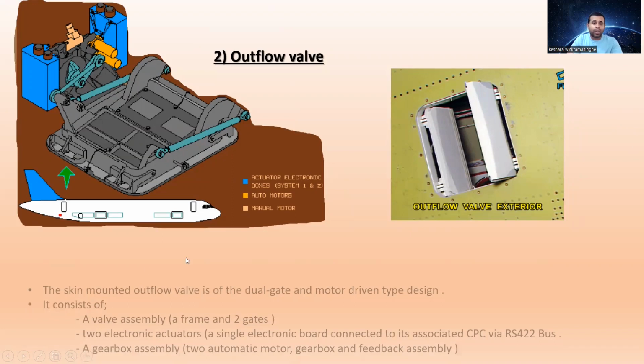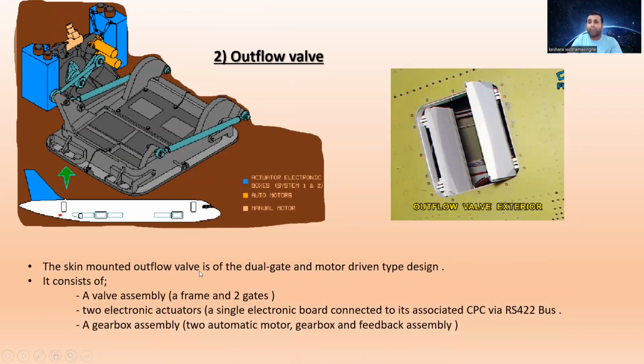The skin-mounted outflow valve is of the dual gate and motor-driven type design. So it consists of a valve assembly, a frame, and 2 gates, and the 2 electronic actuators. You can see the 2 electronic actuators.